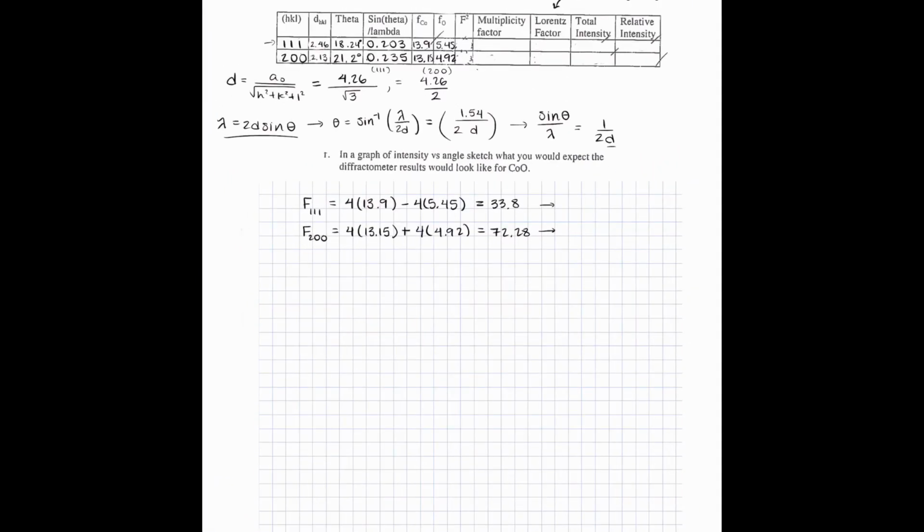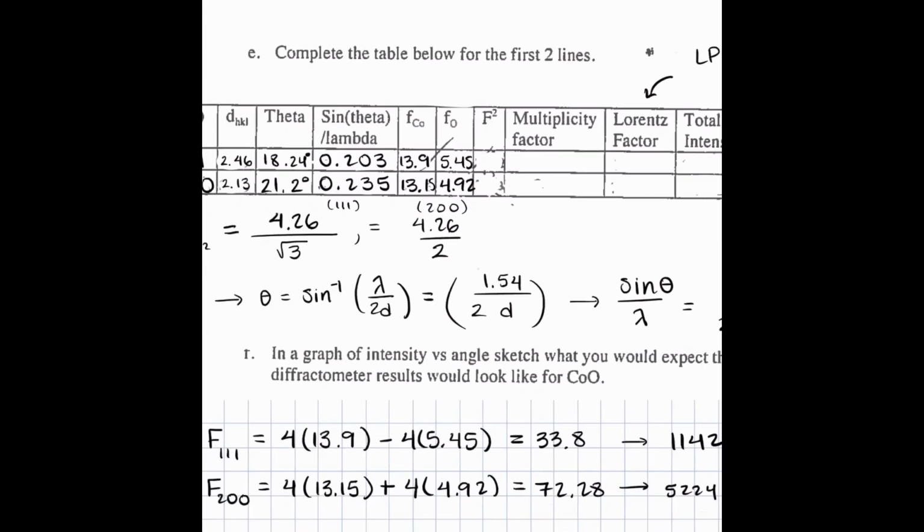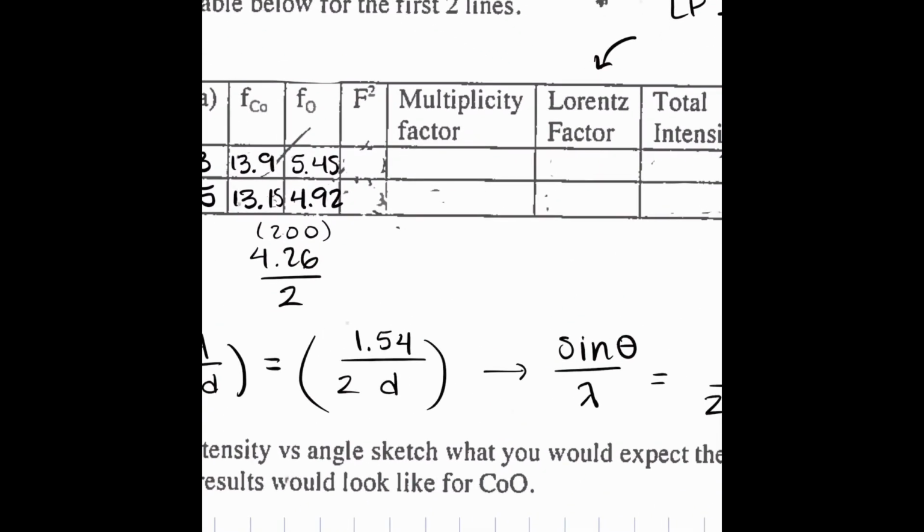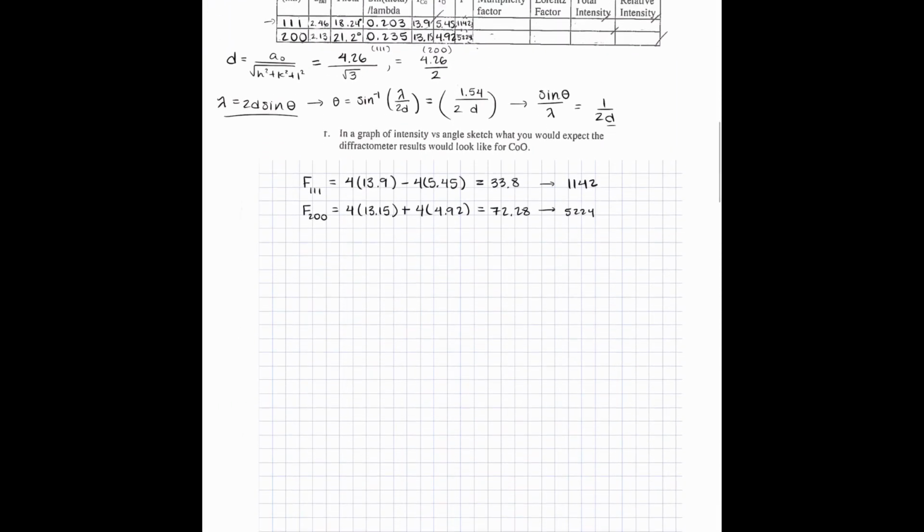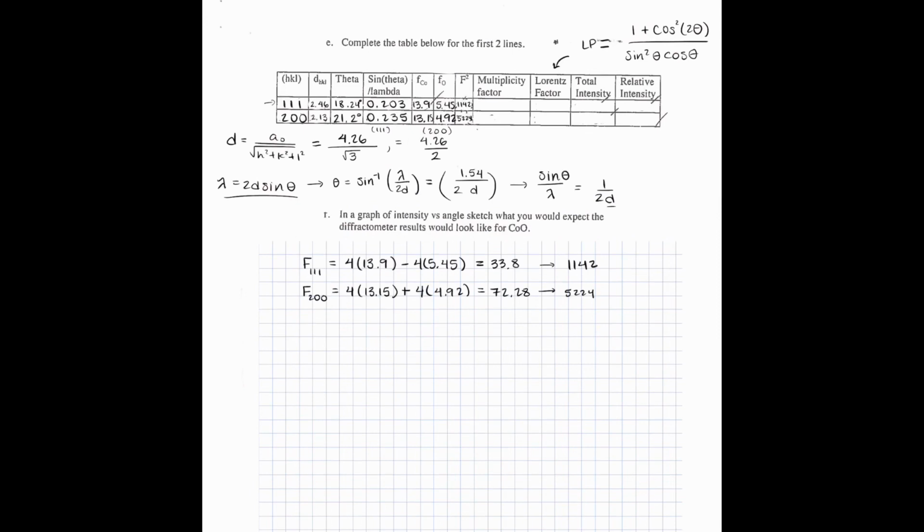So 72 squared is 5,224. 33.8 squared is 1142. These are what we write: 1142, 5224. Great.